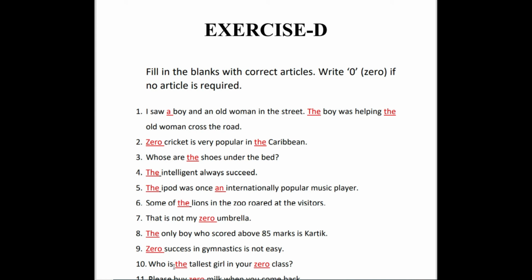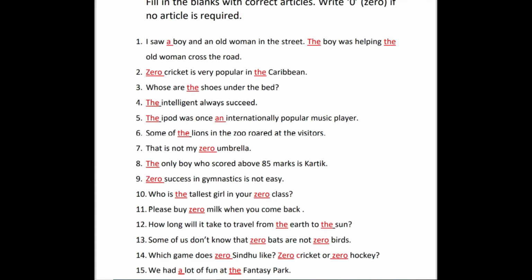Number 10, who is dash tallest girl in your class? Who is the tallest girl in your zero class? Number 11, please buy zero milk. Why have I written zero? Why? Because milk is also uncountable. So we can't write a or an before it. So the answer should be zero article.